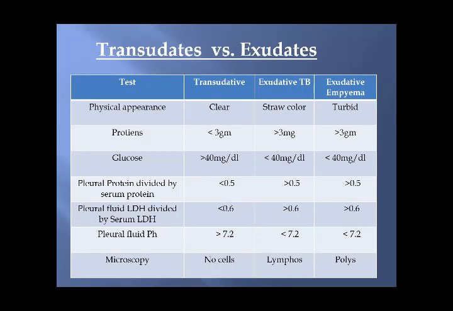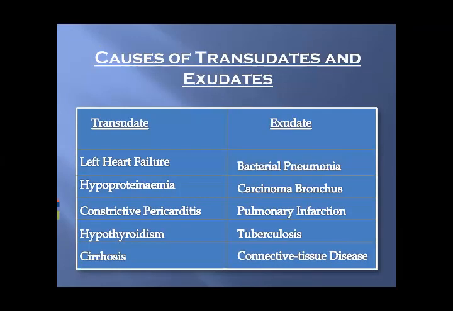Pleural fluid LDH level divided by serum LDH level is less than 0.6 in transudative and more than 0.6 in exudative. Pleural fluid pH is more than 7.2 in transudative and less than 7.2 in exudative pleural fluid. Microscopy will show no cells in transudative, whereas in exudative tuberculosis, predominantly lymphocytes will be there, and in other exudative cases, usually the polys are there.